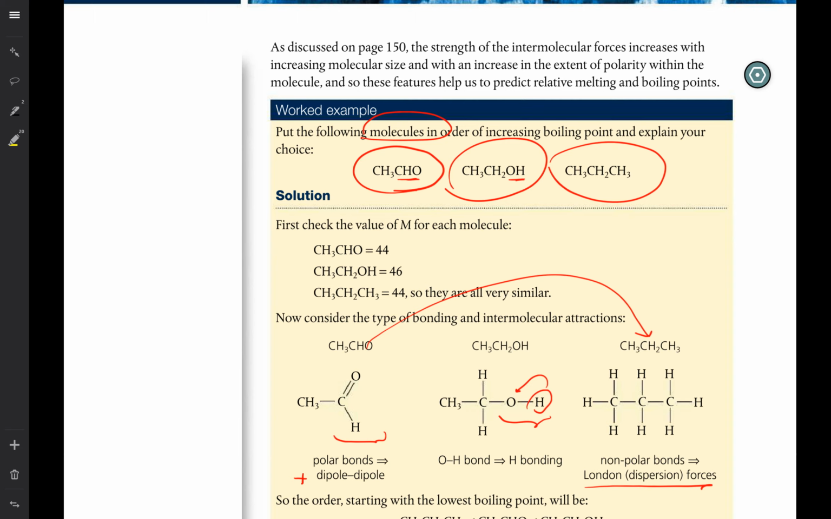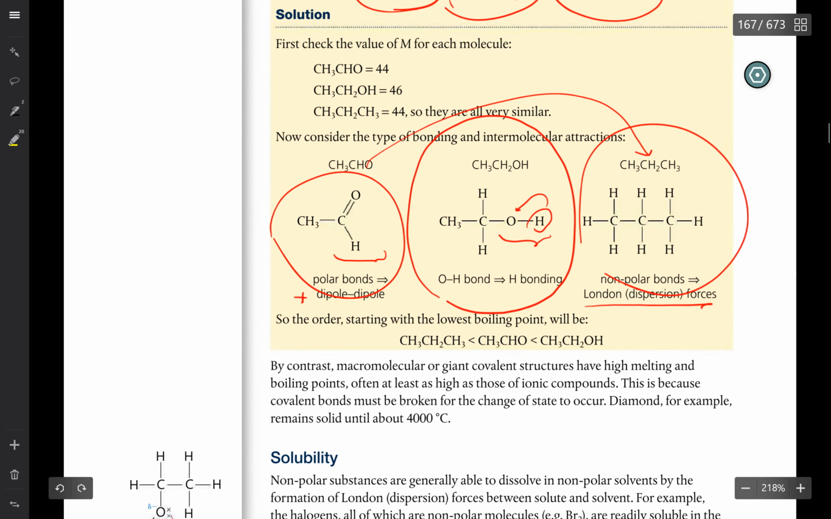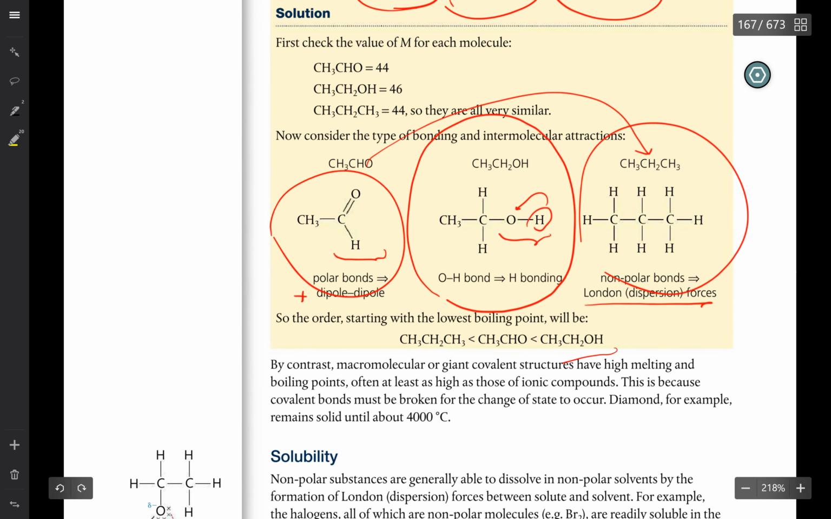So based on these intermolecular forces, we can find that CH3CH2OH, the alcohol, has the highest boiling point of these three because its intermolecular forces are stronger than the others. Then the aldehyde, and the last one is the hydrocarbon. So you can see the order of the boiling points here.